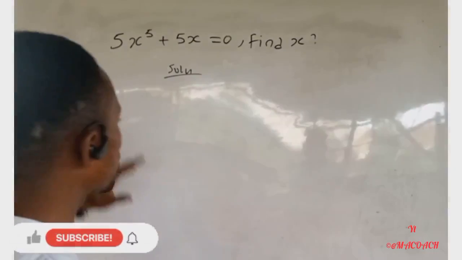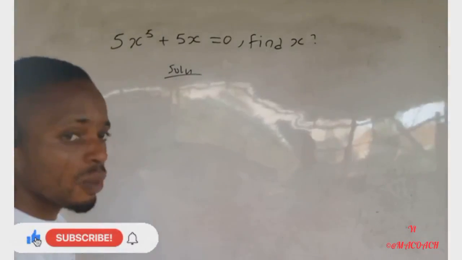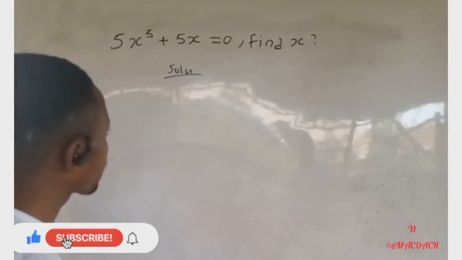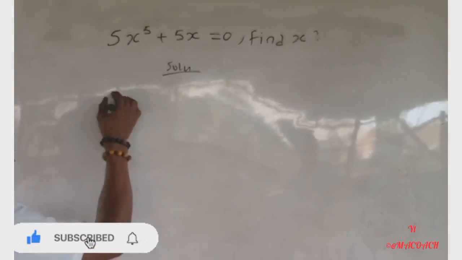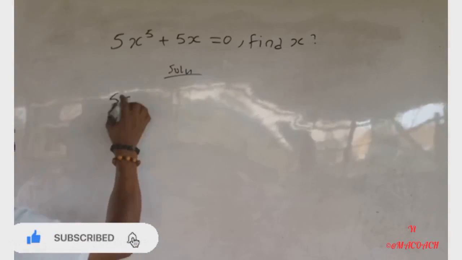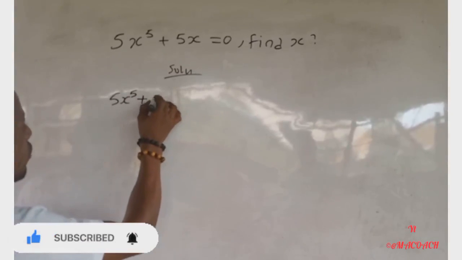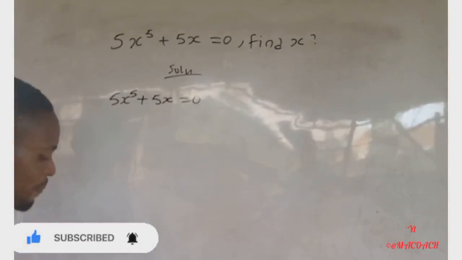Okay, let's go, how you can solve for this math question. So this was very simple. The first thing to do here, let me write the question out. You have 5s to the power 5 plus 5s equal to 0.